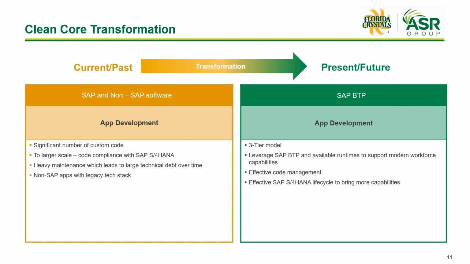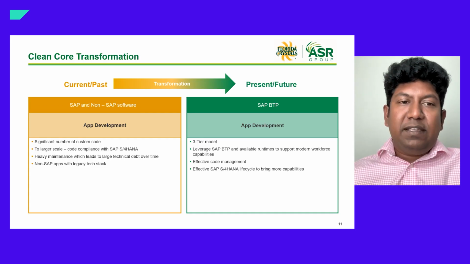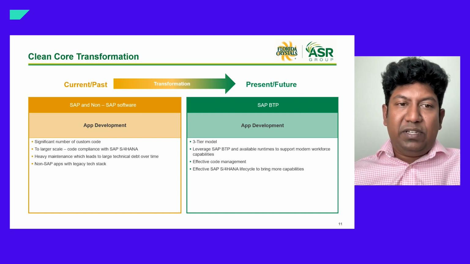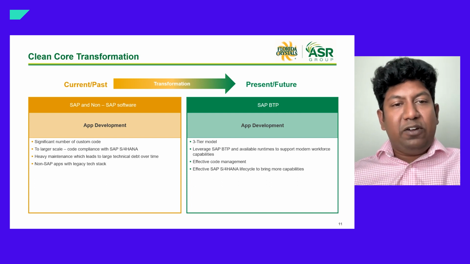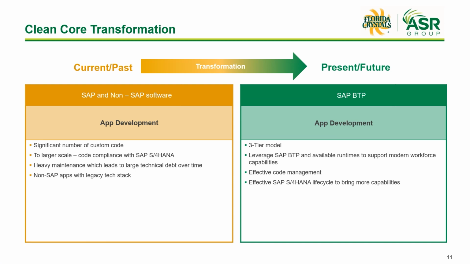What do I think, how are we looking at it, and what are our explorations in terms of achieving a core closer to clean, right? Current versus past, present versus future. Today's scenario in app development is that we have a significant amount of custom code on a larger scale. We have a code compliance issue, I'm sure, because every time there is a new release, there is a better way of building the code base. Heavy maintenance, and there are certain non-SAP apps. In the past, we did not have much of a choice, but with BTP and its app development tools, we now have the ability to analyze what's the best we could do.